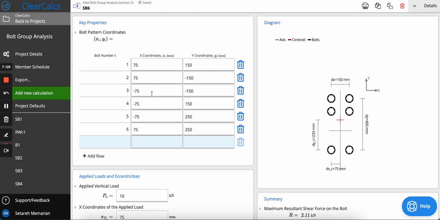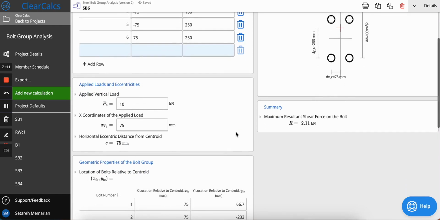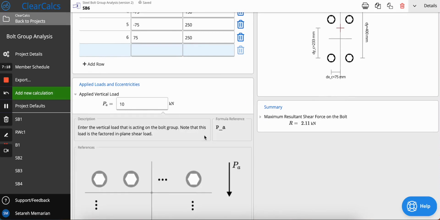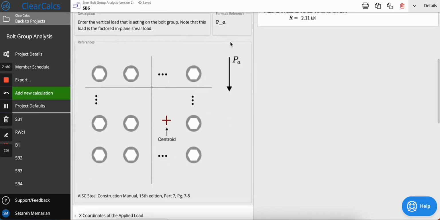Once you're happy with the coordinates, if you scroll down, you're going to see the applied loads and eccentricities. The first thing that you're going to enter is your applied vertical load. If we go to the debug image, we're going to see that PA is the in-plane shear load that is acting on your bolt group.